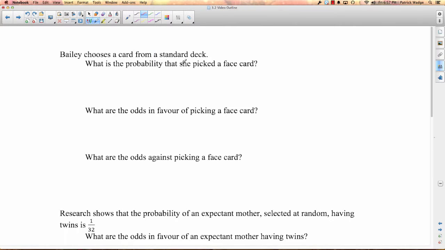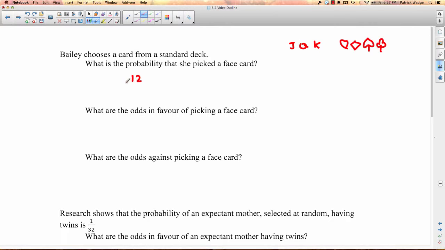Bailey chooses a card from a standard deck. What's the probability that she picked a face card? So remember, the face cards are Jack, Queen, King. And remember that you have each of those in your hearts, in your diamonds, in your spades, and in your clubs. So you have 4 suits. Each one of them has 3 face cards. So that's 12 face cards total. And the total number of cards in a pack of cards is 52.